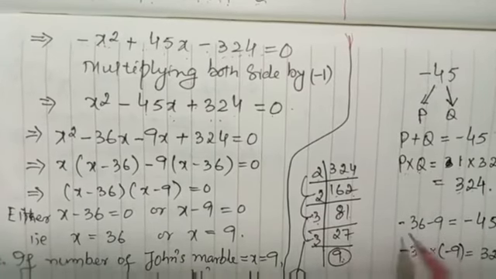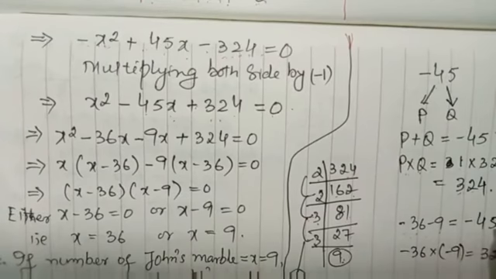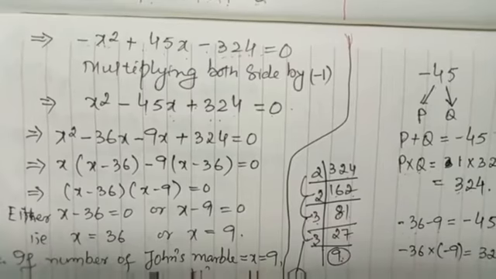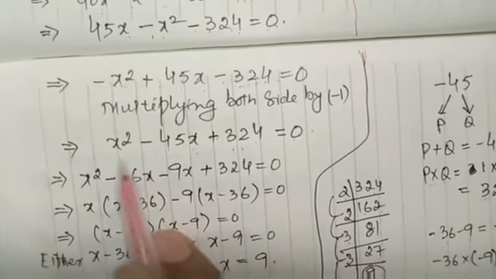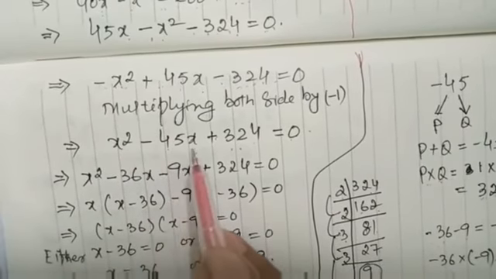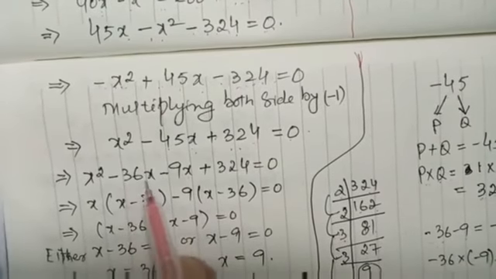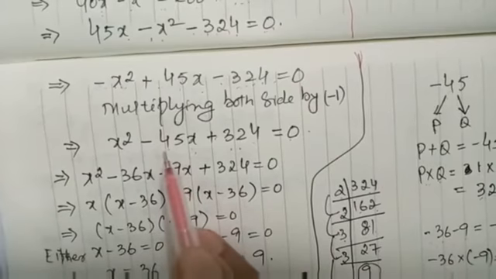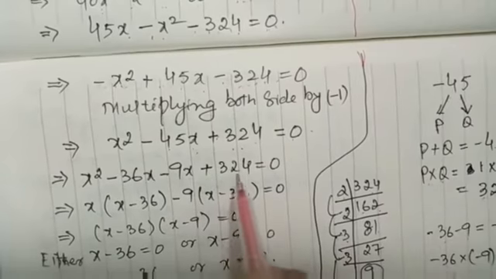Now look at, if I will do minus 36 plus minus 9, or I can say minus 36 minus 9, their addition will be minus 45, and their product will be 324. So for us the p is minus 36 and q is minus 9. Now look at the equation. See here, I will write here x squared. Instead of minus 45x, I will write minus 36x minus 9x, because minus 36x minus 9x is the same as minus 45x, plus 324 is equal to 0.